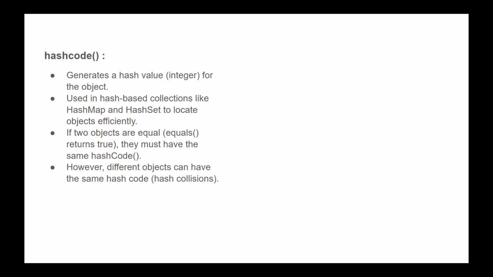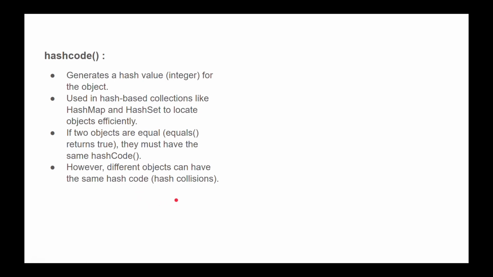Next one is hashCode. hashCode generates a hash value, which is an integer, for the object. This is mainly useful in hash based collections like HashMap and HashSet for locating the objects efficiently. And if two objects are equal, equals returns true, then they must have the same hash code. This is the contract between equals and hashCode. If two objects are equal by using the equals method, then they must have the same hash code. However, different objects can have the same hash code, but they are not equal.